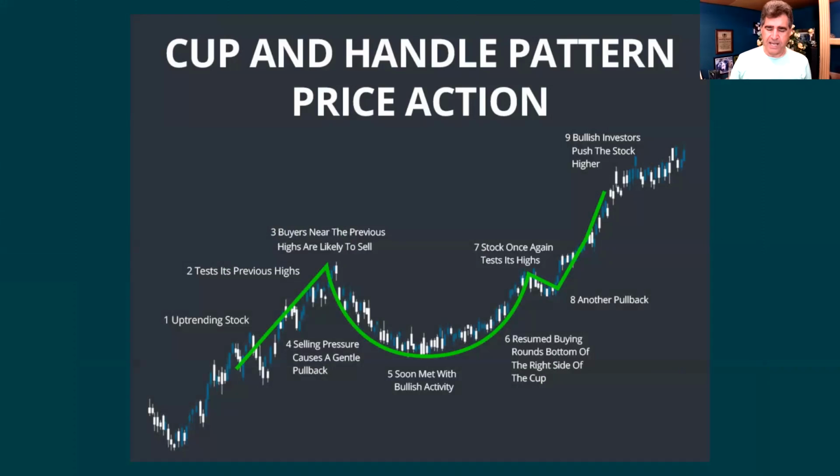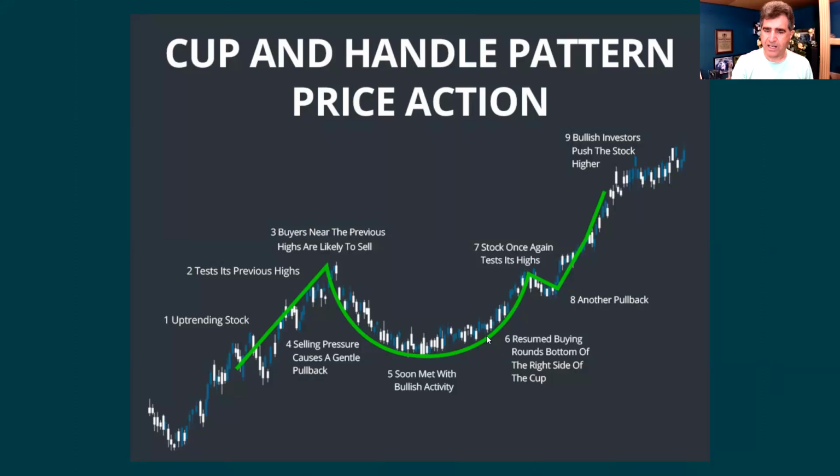As far as the price action, here is how it works. This is the anatomy of the cup with a handle. You have an uptrend stock. Again, I'm working on the bullish side. And then it comes in and tests the previous highs. Buyers see the highs and want to take profits. And now what happens with the selling pressure? It makes a downtrend, and it starts basing right on the bottom.